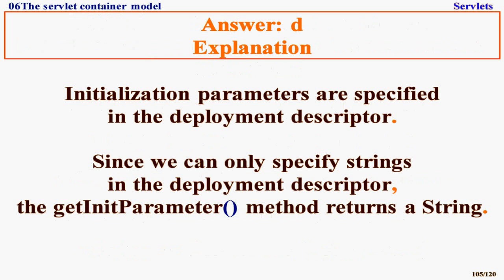Answer. D. Explanation. Initialization parameters are specified in the deployment descriptor. Since we can only specify strings in the deployment descriptor, the getInitParameter method returns a string.